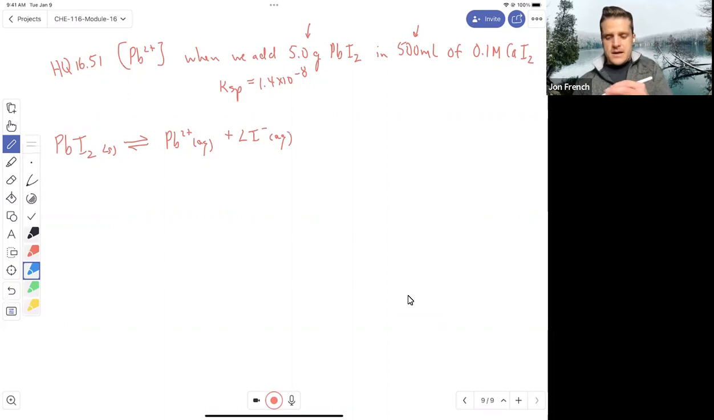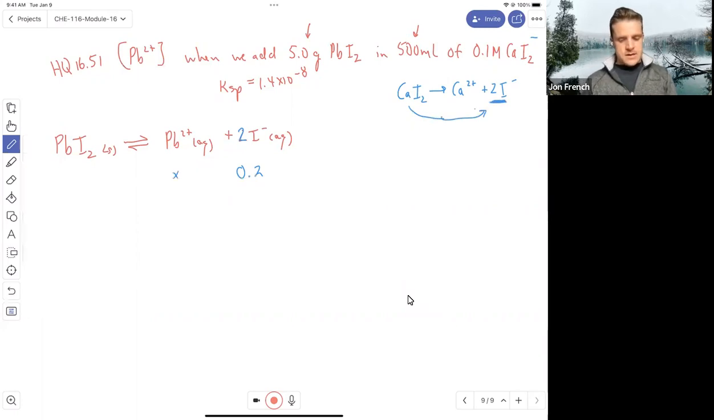I've added this common ion of calcium iodide. So when calcium iodide ionizes, that's a strong electrolyte. I'm going to get calcium 2 plus and 2 iodine in solution. And so because of that, when I go and set up my ice table, now my concentration of iodine is 0.2. It's 0.2 because when the calcium iodide ionizes, I get twice the amount of iodine. That leaves X as my lead concentration.